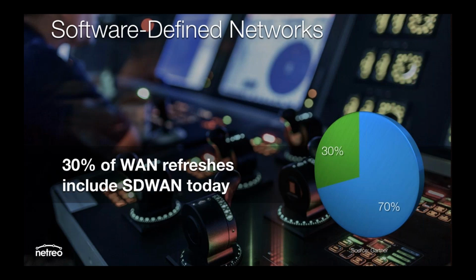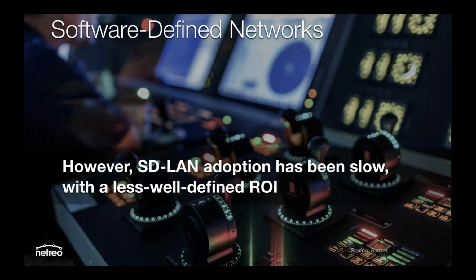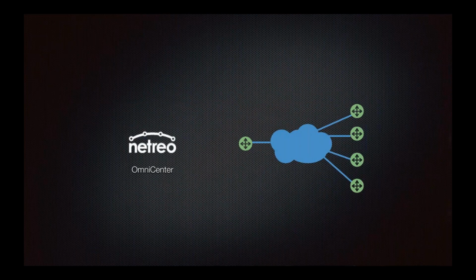But the migration to SD-WAN has sort of already started. Last year, we saw about 30% of WAN refresh initiatives including SD-WAN, but that number is expected to more than double to over 65% over the next 2 years. However, SD-LAN adoption has really lagged, and that's largely because of a less well-defined ROI and much more niche use cases. So let's take a moment to look at how this trend affects how we manage our networks.